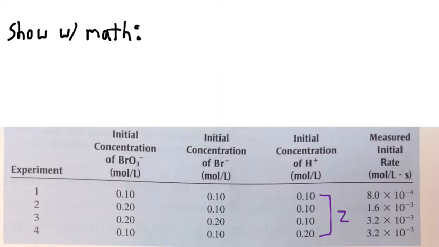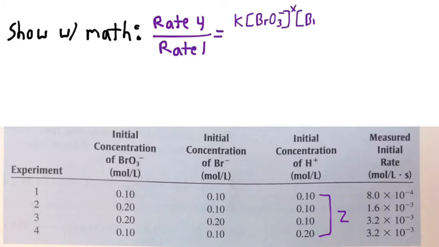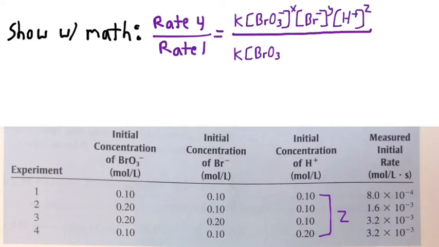Okay, we can do the same example, but show how you would do it with math if you can't easily see what the relationship is between the concentrations and the rate. So what you do is you just write down the rate law with the variables for the reactant orders, and then you write down another rate law with variables for the reaction orders, and you do the 2 experiments for the reaction order that you're trying to find.